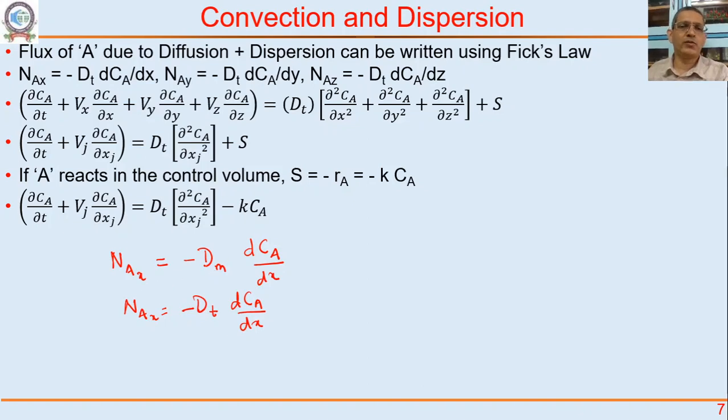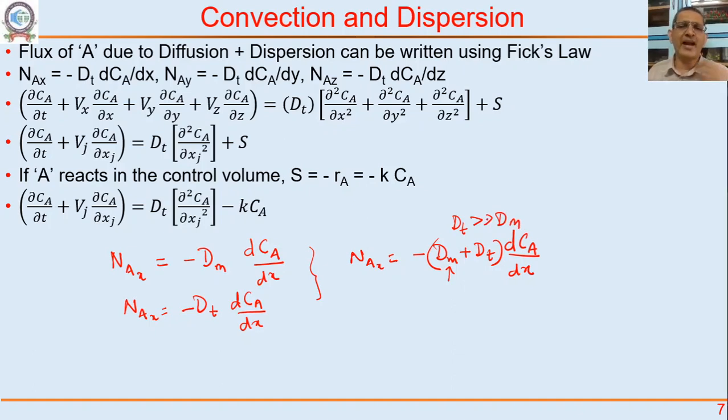So both fluxes, turbulent and molecular, we have to say N_A in the x direction is minus molecular diffusivity plus turbulent diffusivity into dC_A/dx. Now, usually this molecular diffusivity is very small, as the flow is turbulent. We want flow in the reactor to be turbulent for good heat transfer, good mass transfer, and so forth. So turbulent diffusivity is far, far greater than molecular diffusivity.